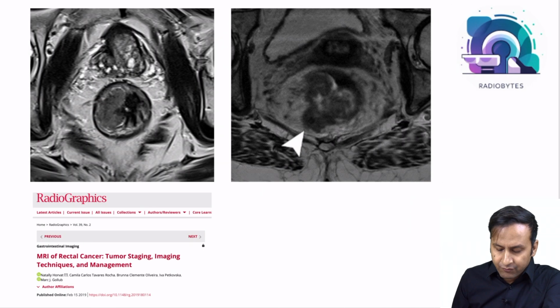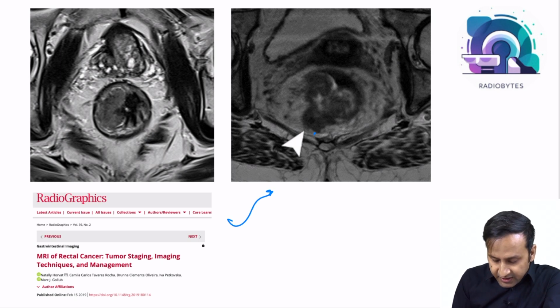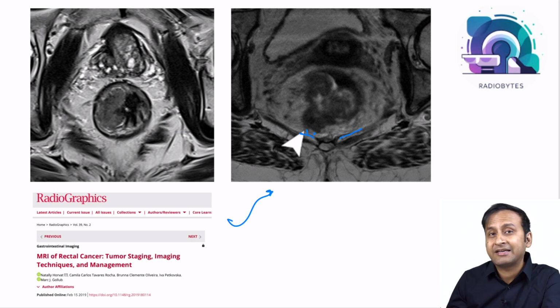To understand it, I want you to have a look at a different case which has been taken from literature, an article from Radiographics. What do we see here? We can see that there is a faint hypointense rim, a faint hypointense layer present here. This is the mesorectal fascia.